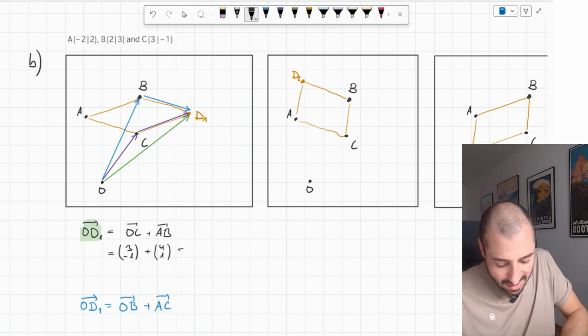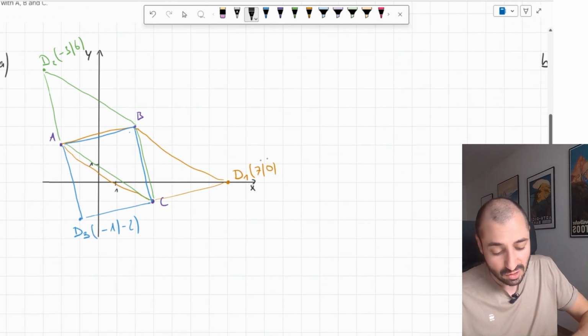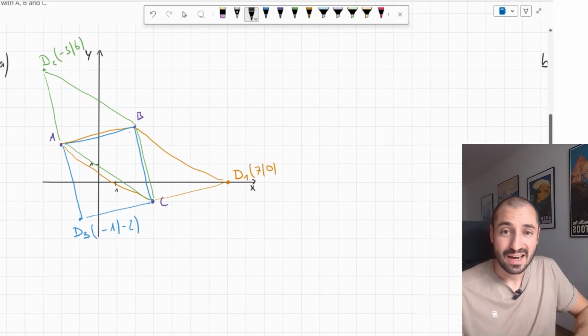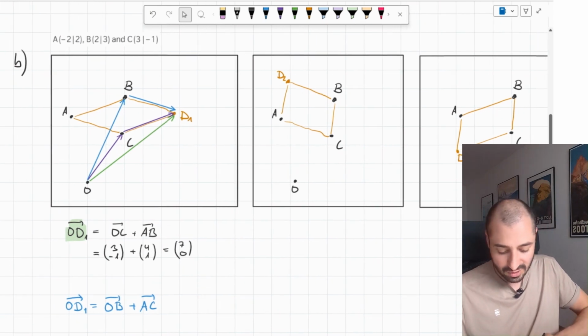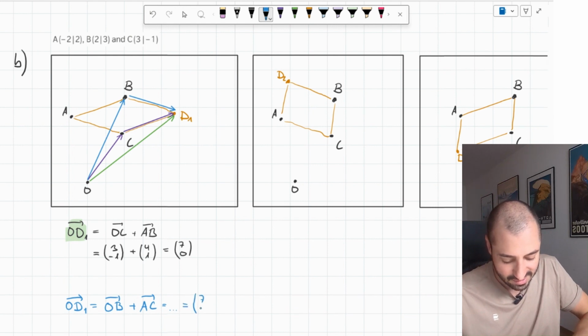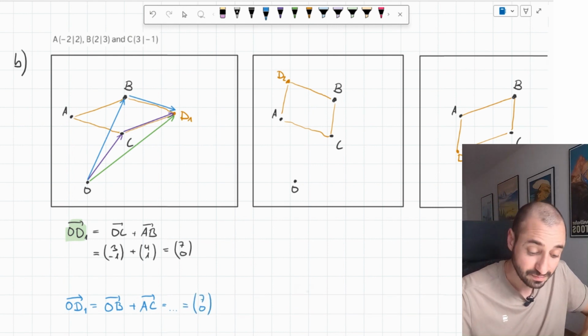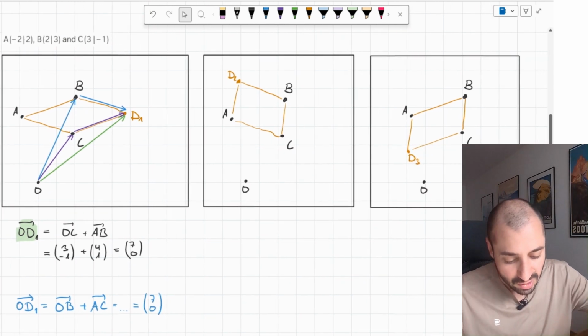And if we add that up, we get 7, 0, which is actually the solution we got over here when we did this graphically. So this is correct, right? And you would get the same if you calculate that. You would also get the vector 7, 0 here. Now for the other ones, let's also quickly do the other ones.